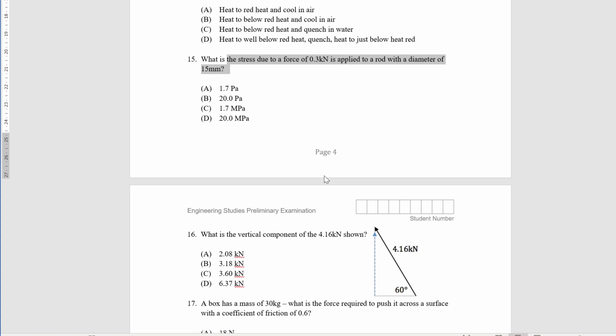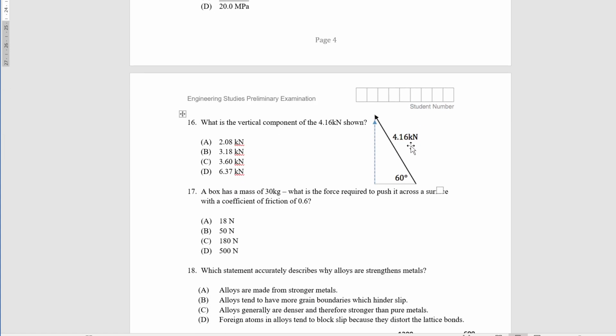So we're going to go, the diameter is 15 squared times 15 times pi divided by 4 equals 176. Stress equals force over area. 300 divided by 176 equals 1.69. Because we use millimeters, we get megapascals and millimeters squared. The answer is C. So this, we're using the disco number to find the vertical component.